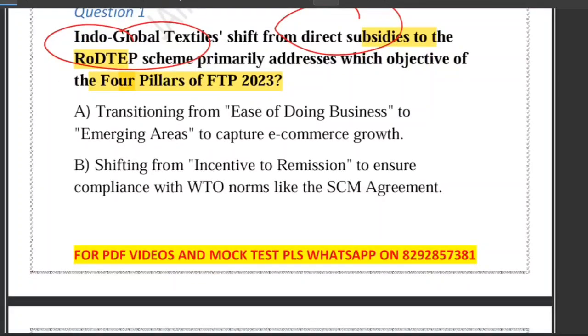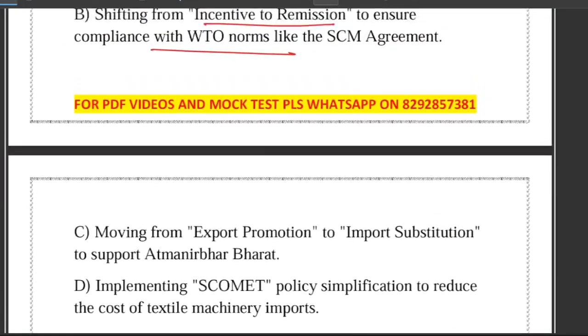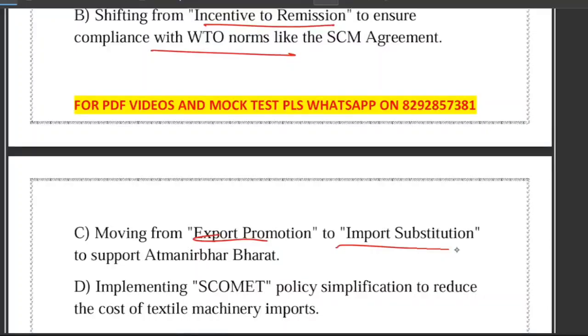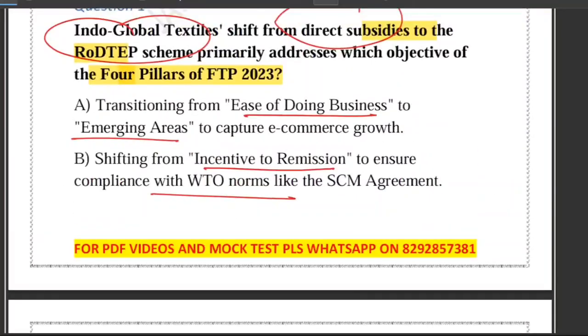The options they have mentioned are: Option A, transitioning from ease of doing business to emerging areas. Option B, shifting from incentive to remission to ensure compliance with WTO norms. Option C, moving from export promotion to import substitution. Option D, implementing SCOMET policy simplification to reduce the cost of textile machinery import. So these are the four options. Let's get started, and let's make this question super simple to understand.